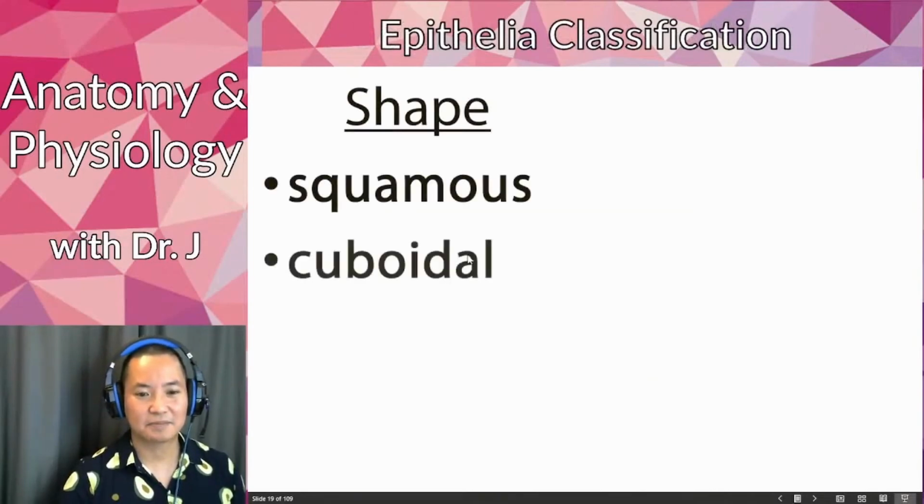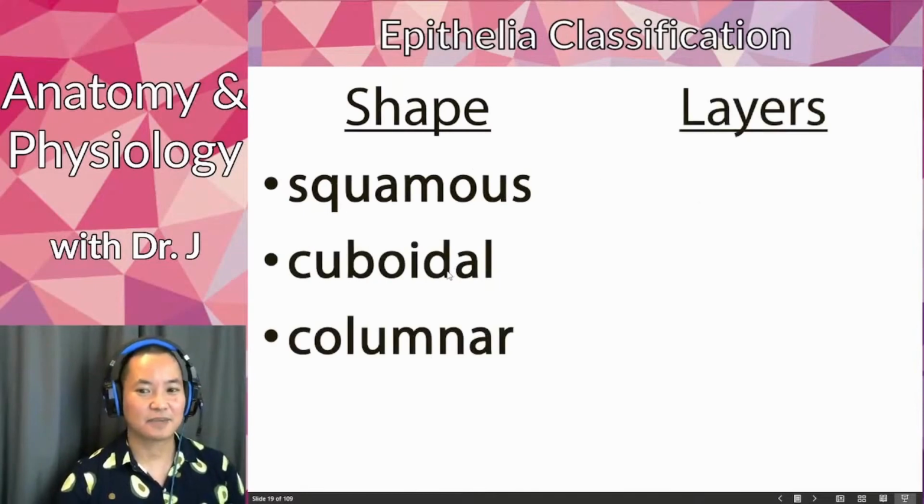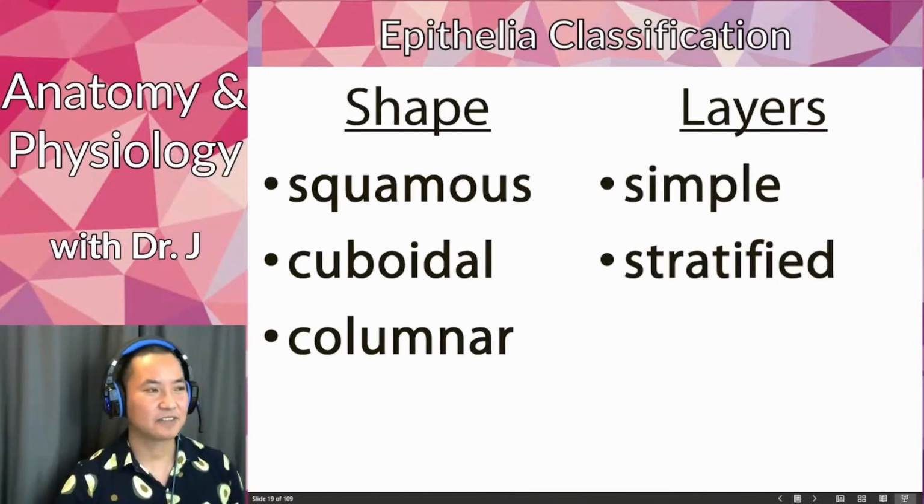And so we have shape, but that's not the only way you do this. You can also classify them by layers. And the two main categories are simple and stratified. So if you've ever taken any sort of earth science course, you might have heard of the term strata. So strata refers to layers.